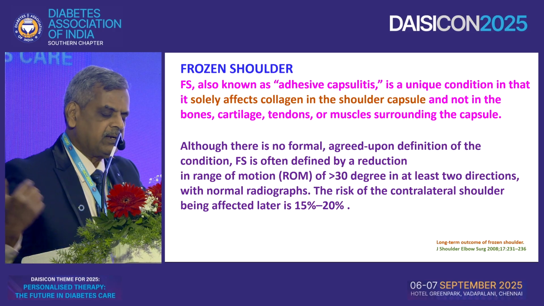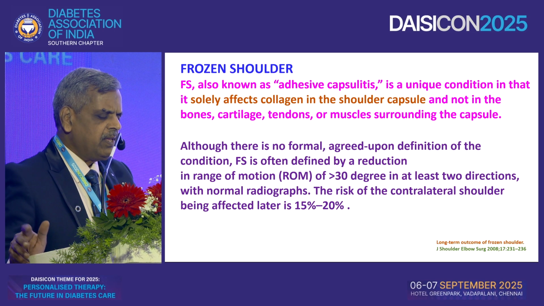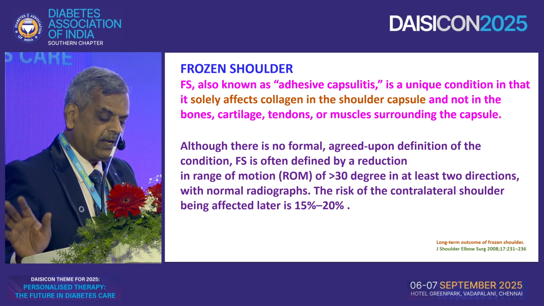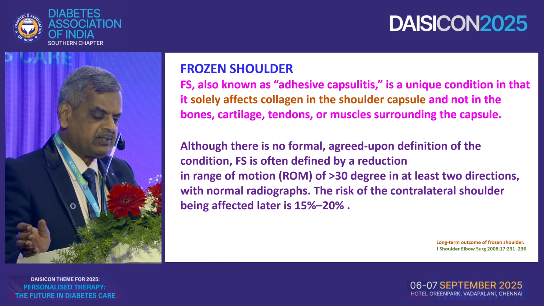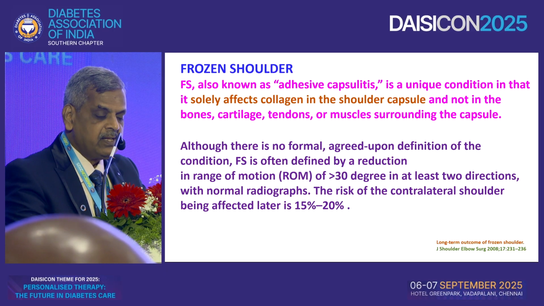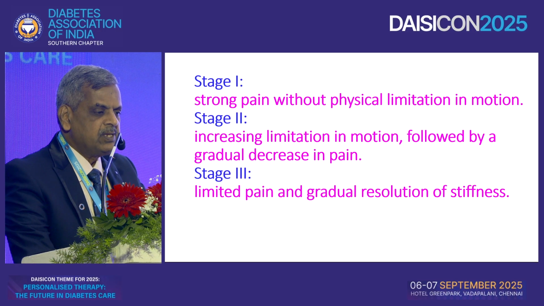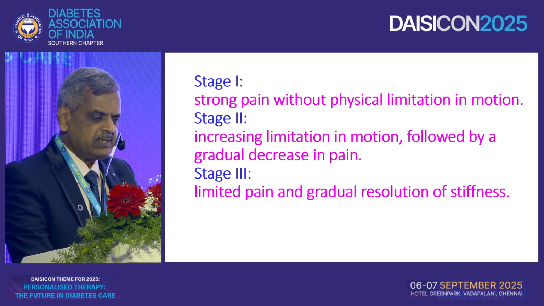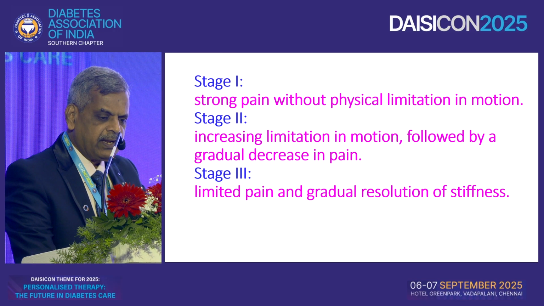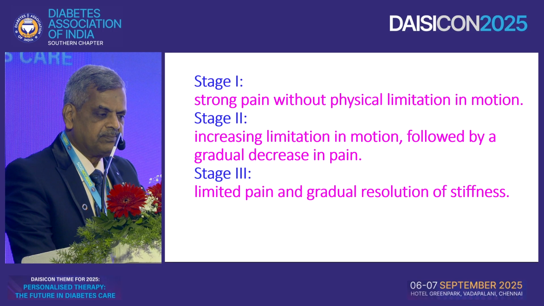Sometimes bilateral frozen shoulder is difficult for all of us, especially lady patients. They are not in a position to comb their hair, they are not in a position to wear their dress, etc. When bilaterally affected, the problem is much more. Stage 1, strong pain without physical limitation in motion. Stage 2, increasing limitation in motion followed by a gradual decrease in pain. Stage 3, limited pain and gradual resolution of stiffness.